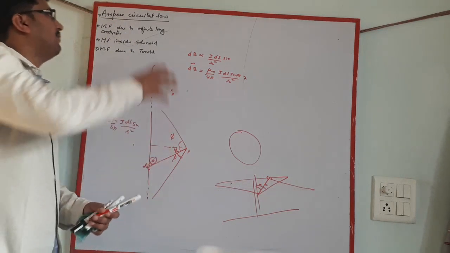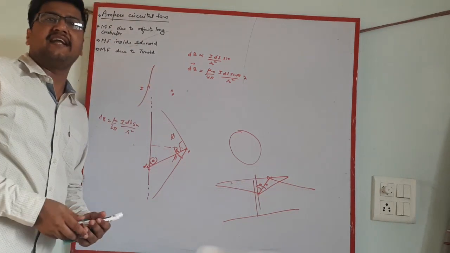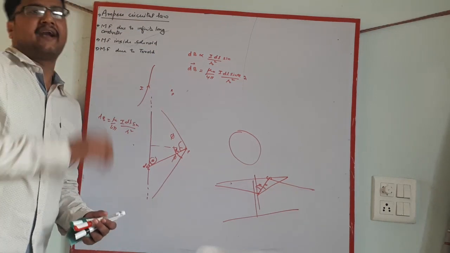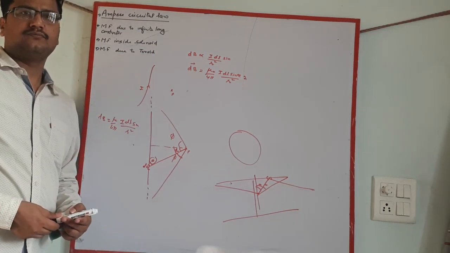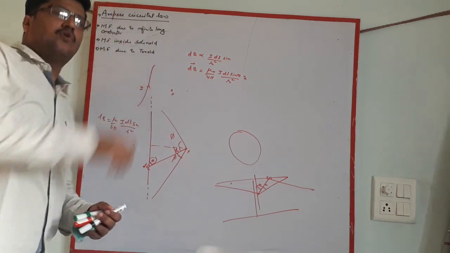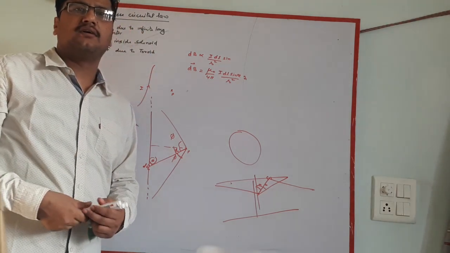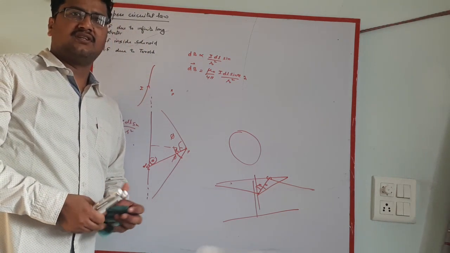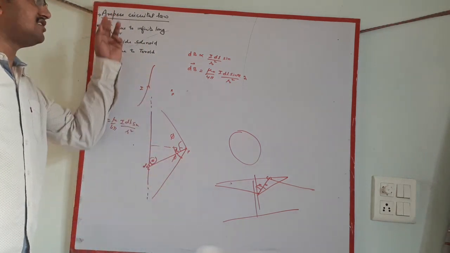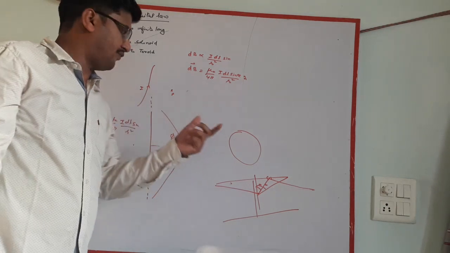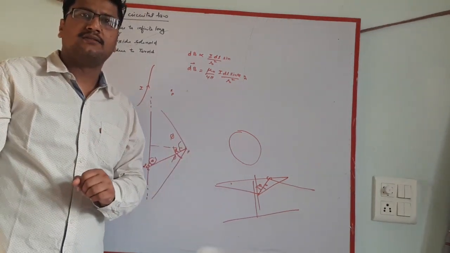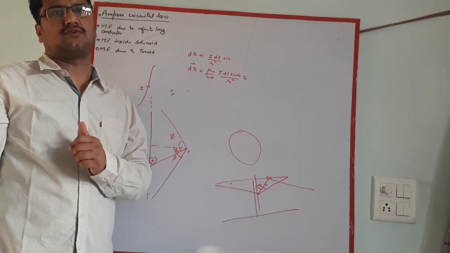That's why Ampere circuital law plays an important role in magnetism. It plays the same role as Gauss law played in case of electrostatics. Ampere's law is the same for the Biot-Savart law as the Gauss law was for Coulomb's law in electrostatics.